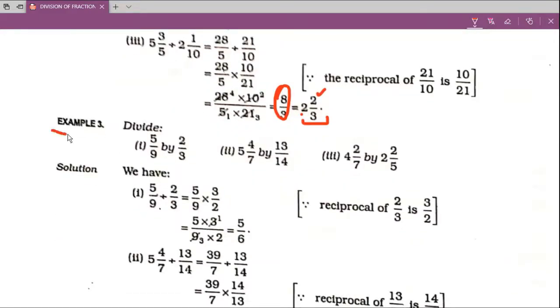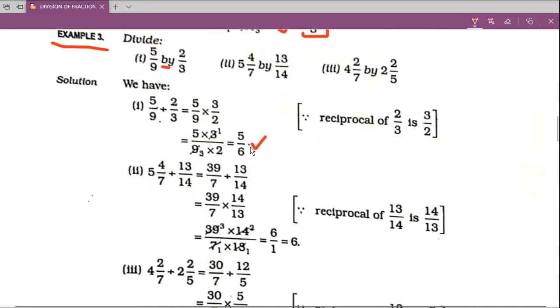Example number 3. Divide 5 by 9 by 2 by 3. Here "by" is the sign of divide. 5 by 9 divided by 2 by 3. So, the same 5 by 9 into the reciprocal of 2 by 3, which is 3 by 2. So 5 by 9 into 3 by 2. 5 ones are 5 and 3 twos are 6. So this is the answer. Here 5 by 6 is a proper fraction, not an improper fraction.